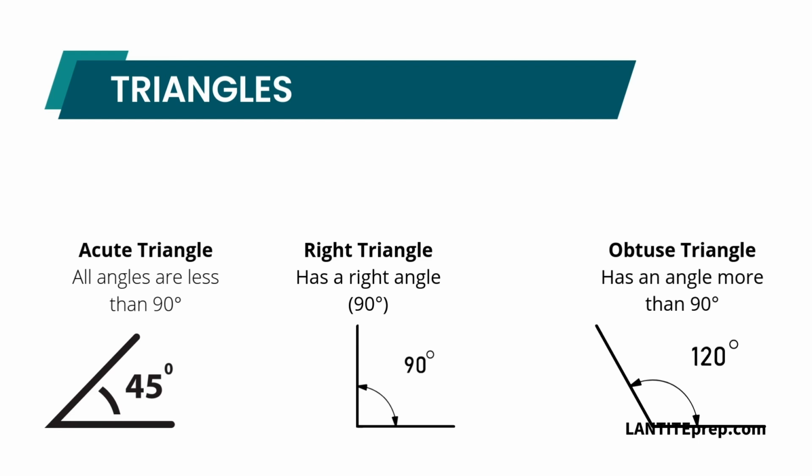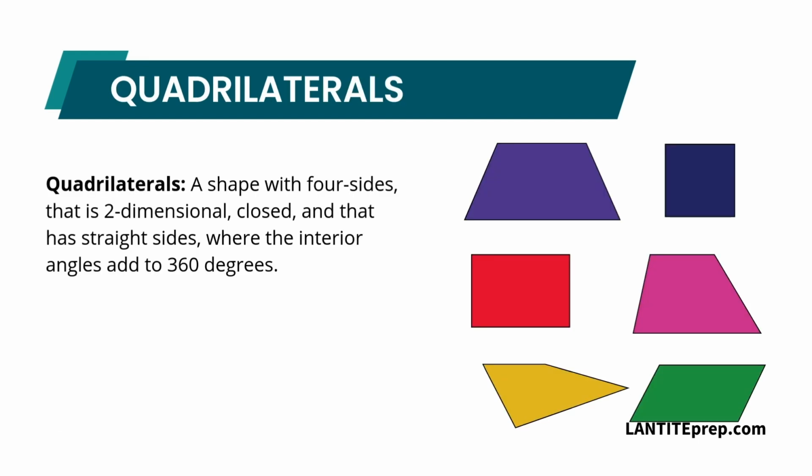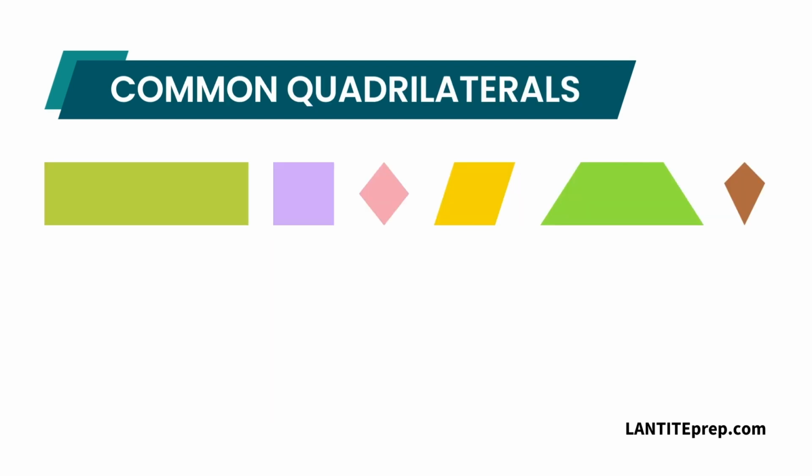For our next properties of shapes, we're moving on to quadrilaterals, which means a shape with four sides that is two-dimensional, closed, meaning there are no spaces or gaps between the lines, and that it has straight sides where the interior angles add to 360 degrees. Let's go deeper and look at common quadrilaterals that include rectangle, square, rhombus, parallelogram, trapezium, and kite. Pause the video here and try to identify the key properties in each shape before we cover those next.